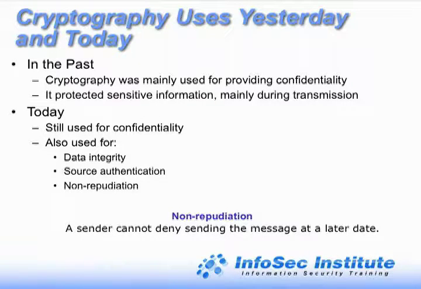Okay, in the past, crypto was basically mainly used for providing confidentiality. It protected sensitive information, mainly during transmission. Today, basically, it's used for confidentiality, but also used for data integrity, source authentication, and non-repudiation.